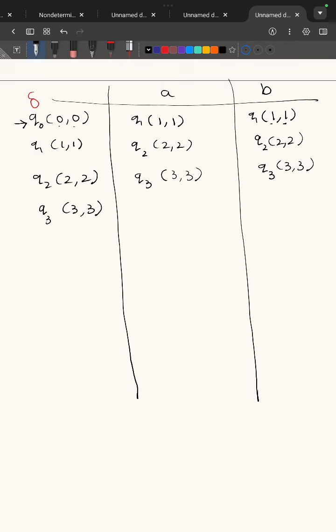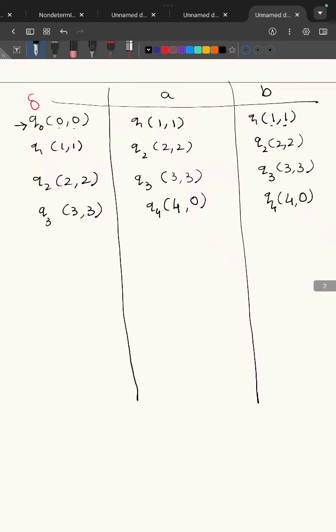For the first part, mod 5, it will be 4 because the length of the string is now 4, and we are doing mod 5. But the second half will become 0 because the length has become 4, and if I do mod 4 to that, the remainder will become 0. So it is 4, 0. I will name it as Q4. Now we are in the state 4, 0.